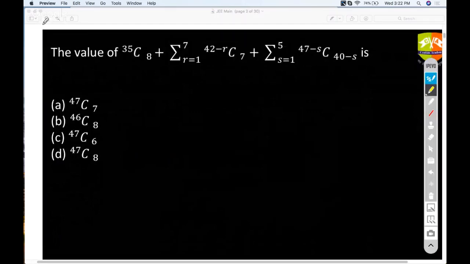Now, a simple one. Find the value of 35C8 plus the summation of 42 minus r C7 from r equal to 1 to 7, and the summation of 47 minus s C(40 minus s) from s equal to 1 to 5.